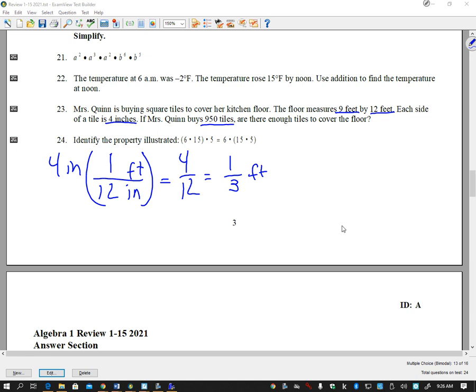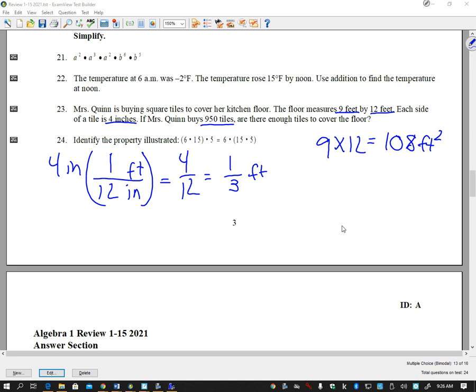That's fine. All right, so we need to find out how many square feet is represented by the floor. How do I find out how many square feet are represented by the floor? Multiply what? Okay, so you're saying multiply 9 by 12. What's 9 by 12? 108 feet squared. Now this said that each side of a tile was 4 inches. What we're saying is that each side of a tile is 1/3 of a foot, right?